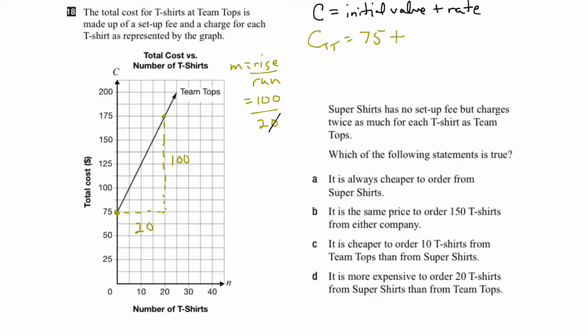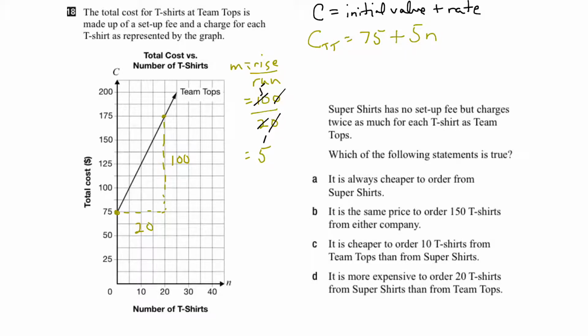Let's simplify this. Take out the zeros. 2 goes in there once, goes into there 5 times. So our slope or rate is $5 per shirt. So we can add that here: $5 per shirt. So we have our cost equation for Team Tops.